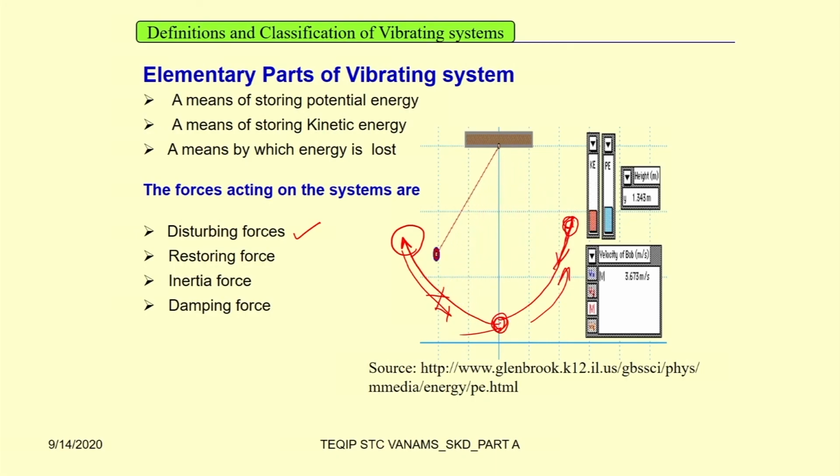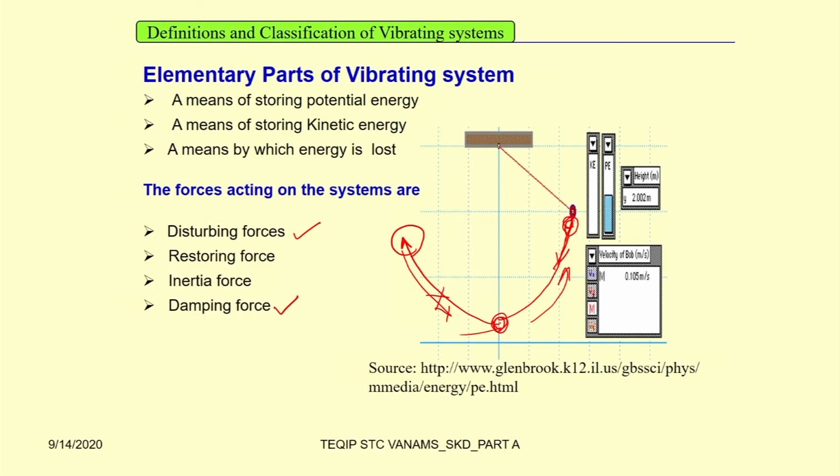So, for a vibrating system we must have a means of storing the potential energy, a means of storing the kinetic energy, and a means by which this energy is lost. If the energy is not lost due to damping or some other means, then the system will continue forever and vibrate forever, but generally in natural systems the vibration stops after some time due to the presence of the damping force.